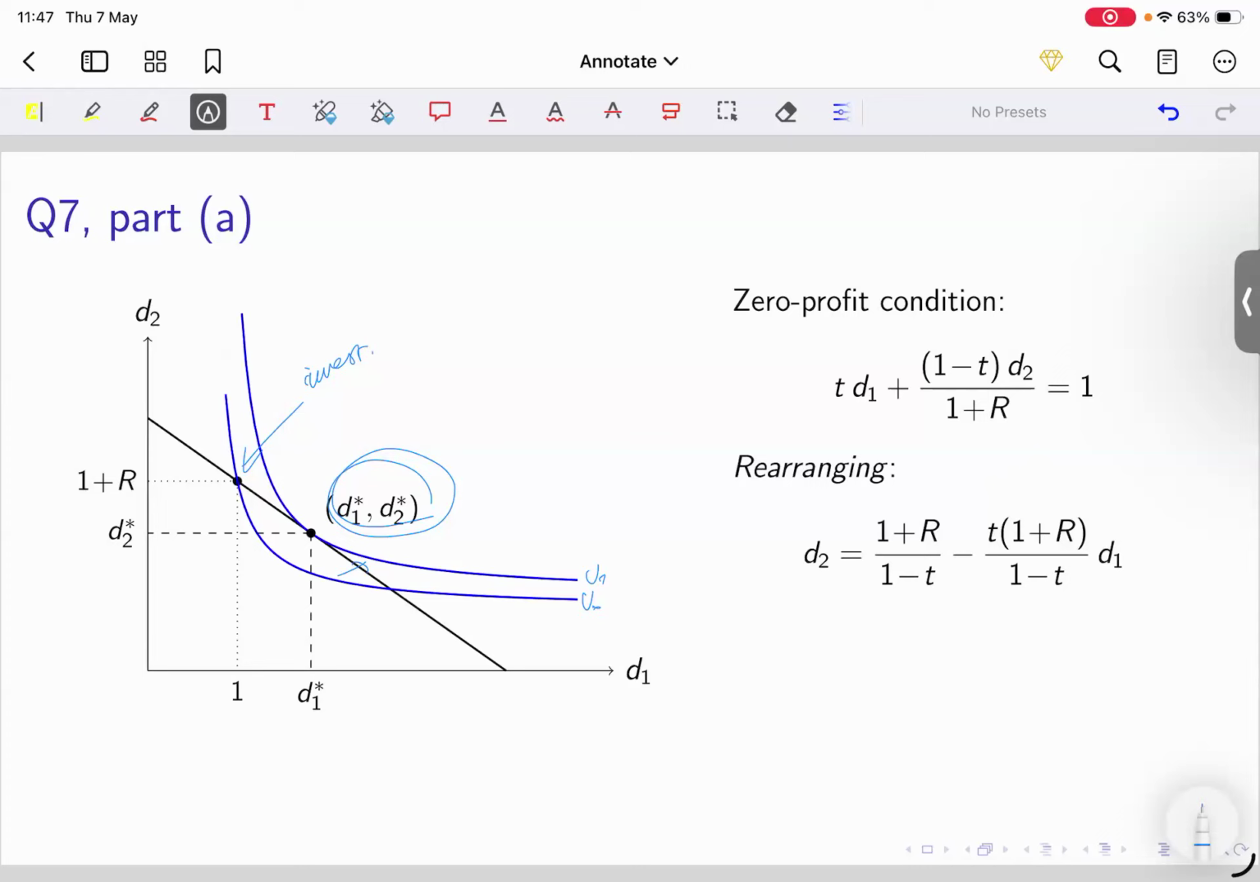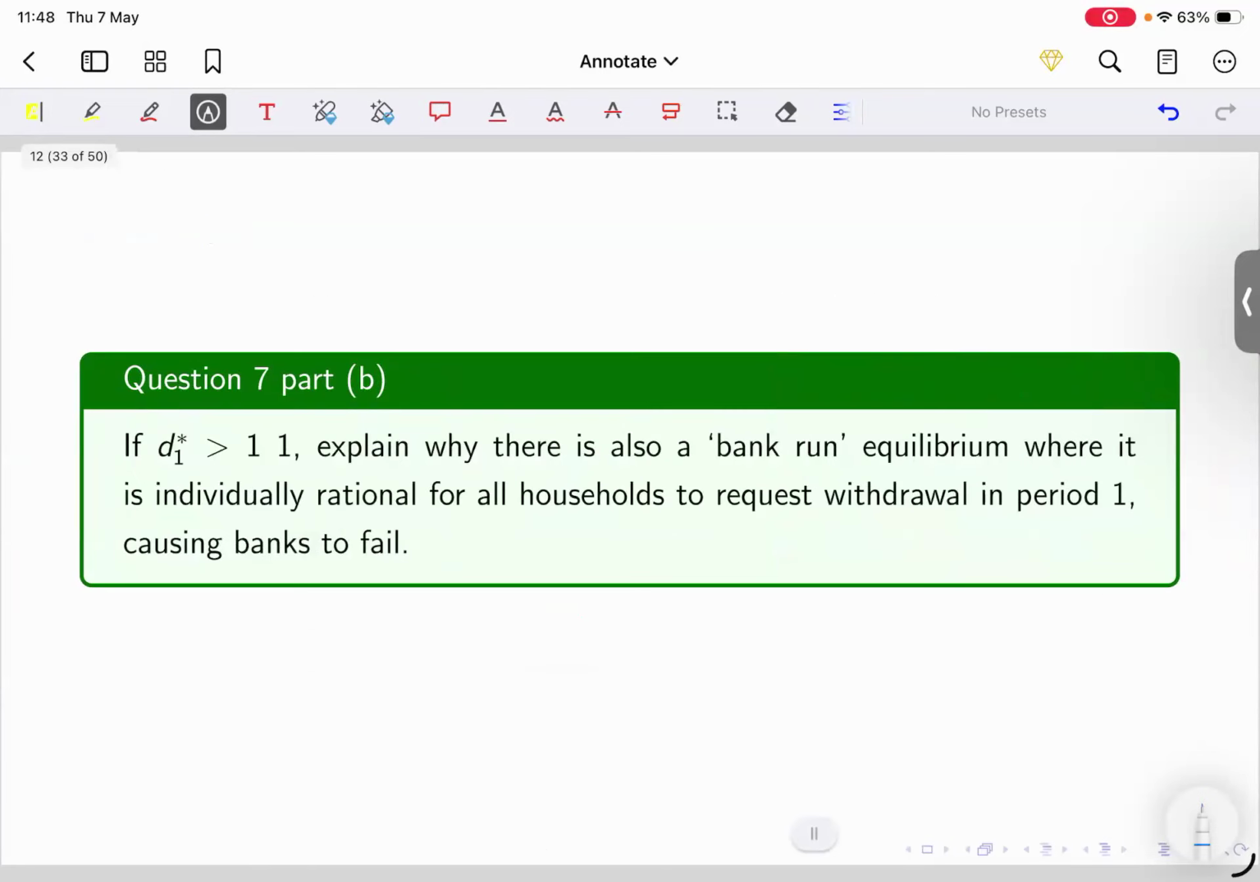Okay, we're a bit slower, so I'll move on. Right, so this ideally is what happens. However, with a D1 greater than 1, there is also a bank run equilibrium. We need to explain how this happens, okay?